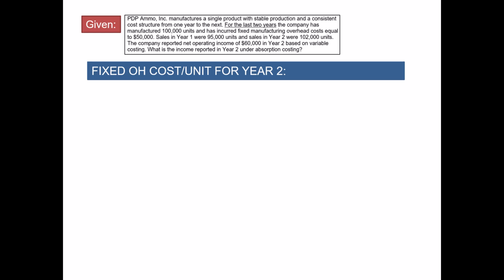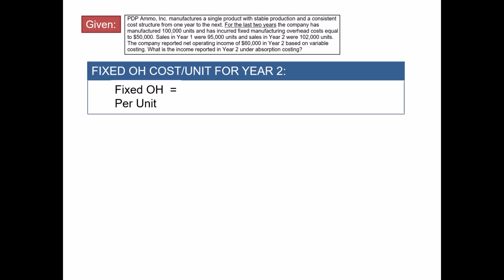Now, what we do know is that the difference in income is based on the difference in the fixed overhead cost expensed. So I'm going to start by looking at the fixed overhead cost in year 2. The fixed overhead cost per unit, you would take the $50,000 incurred and divide by the number of units produced. That would be 100,000 units. Now, we did sell 102,000 in year 2, but to get the cost per unit, you divide by production. And we get 50 cents per unit.